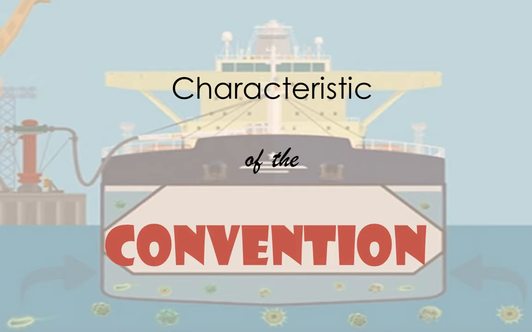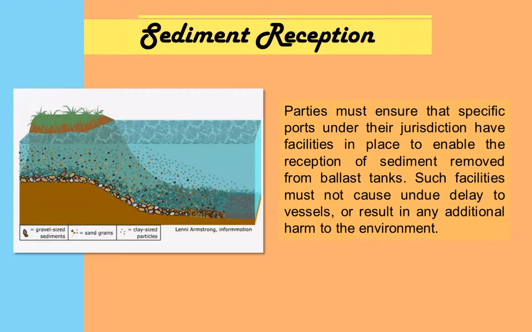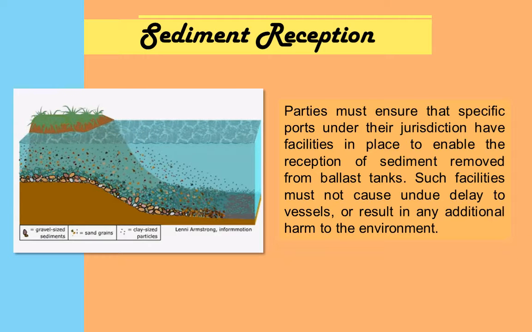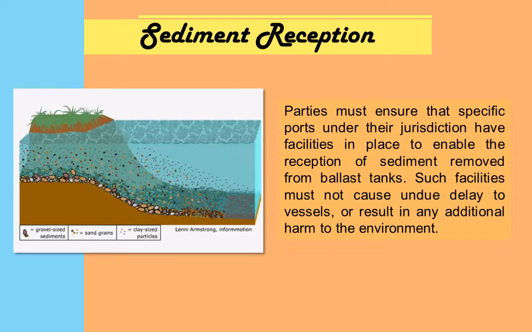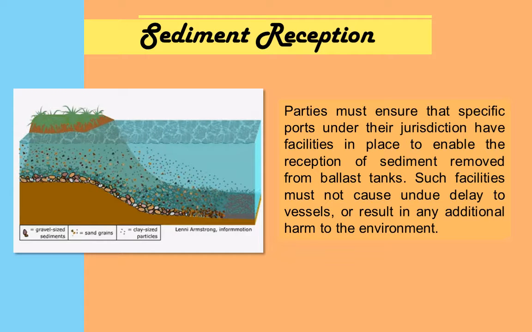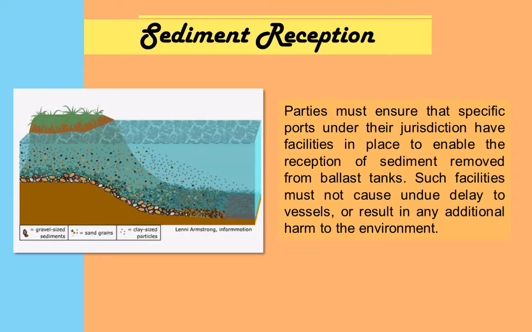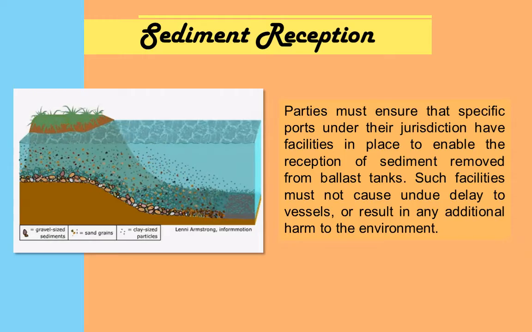Characteristics of the Convention. Sediment reception. Parties must ensure that the specific ports under their jurisdiction have facilities in place to enable the reception of sediment removed from ballast tanks. Such facilities must not cause undue delay to vessels or result in any additional harm to the environment.